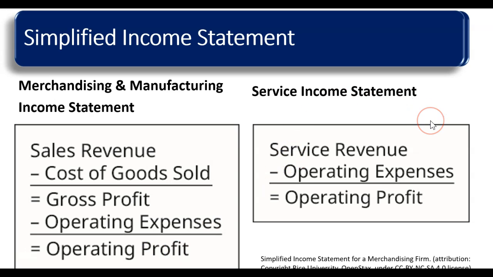If we look at our service income statement, that's quite a bit simpler because we don't have this cost of goods sold. We're not making a product, we're just selling a service. So a service income statement is just simply your service revenue minus your operating expenses equals your operating profit. So let's look at a sample here.